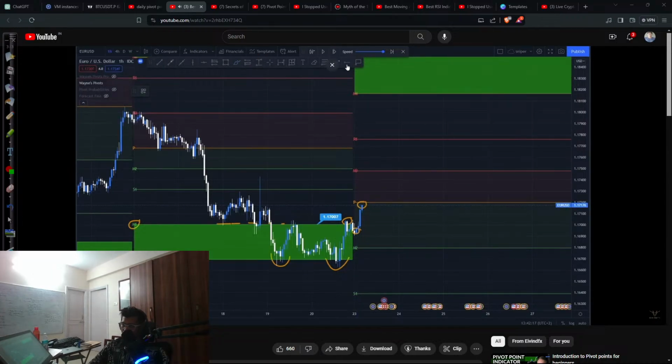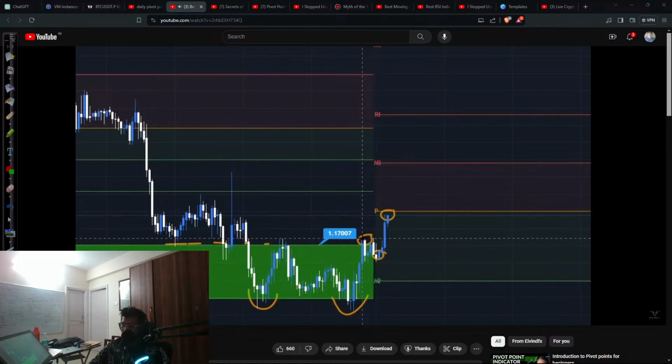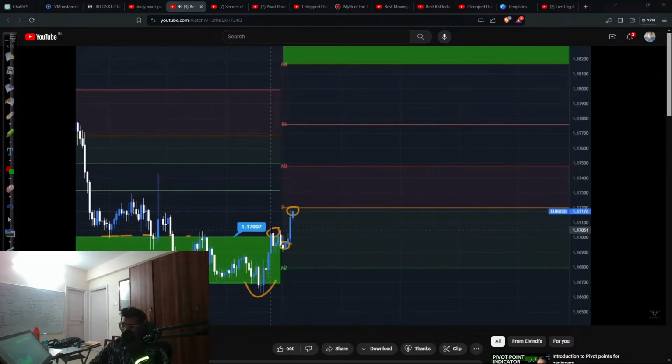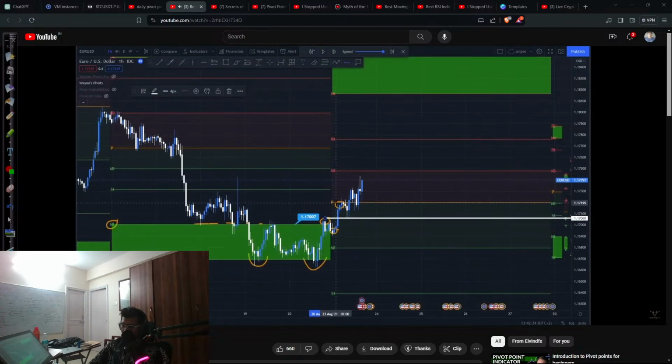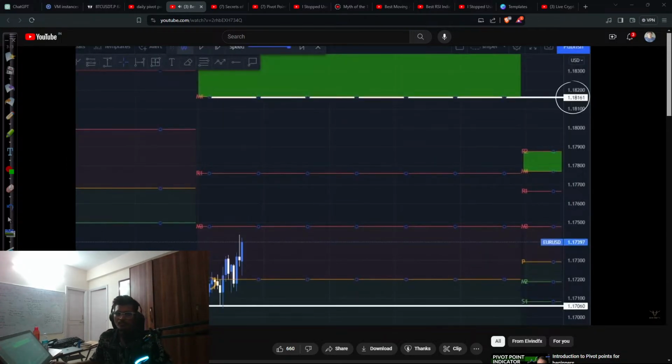Where is your support, you might ask? Of the previous high. And I would put my entry around 1706, give or take. As you can see, entry has been hit. I will then target 1816, the weekly pivot level M4, for both my day trades and my swing trades.